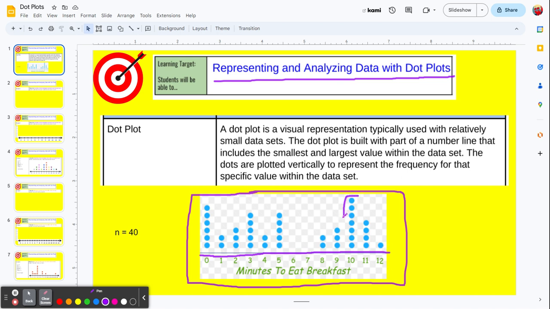The mode for this data set would be 10. You see the highest stack, which is 7. It occurs 7 times. So let's look at a few examples.